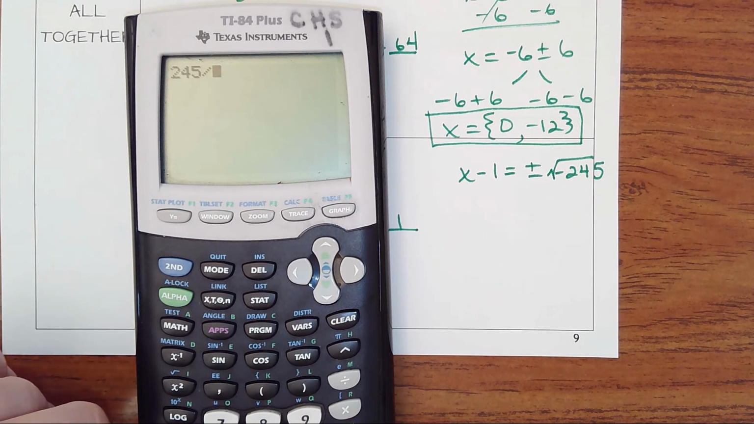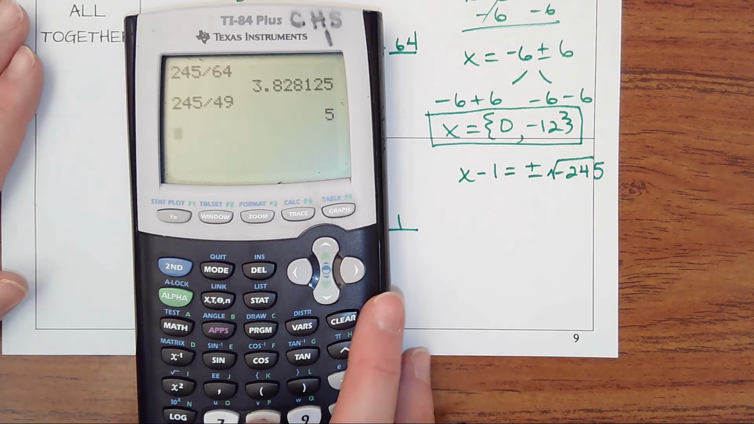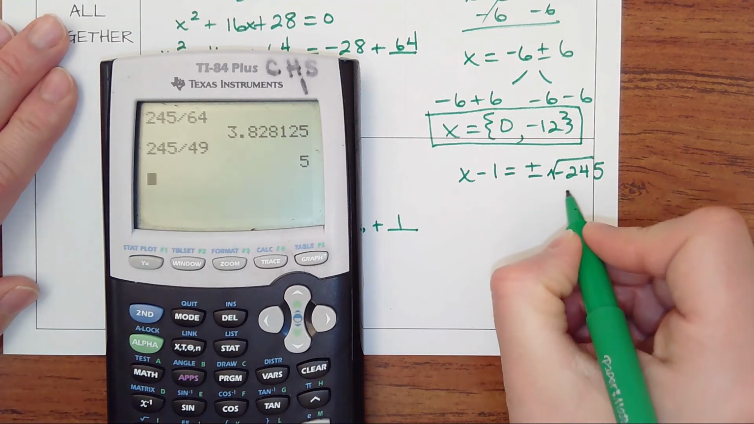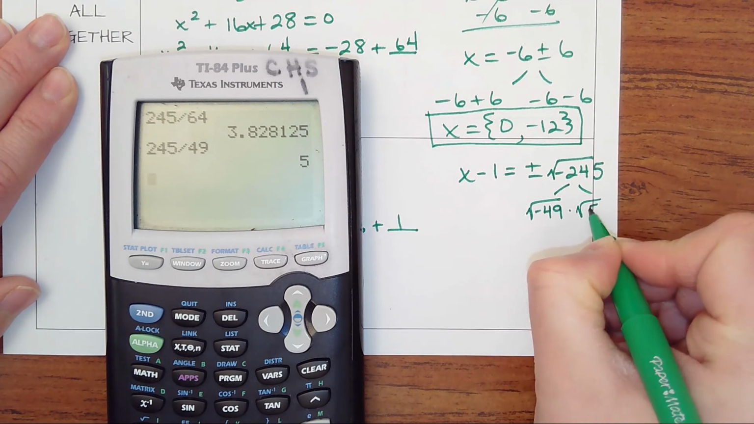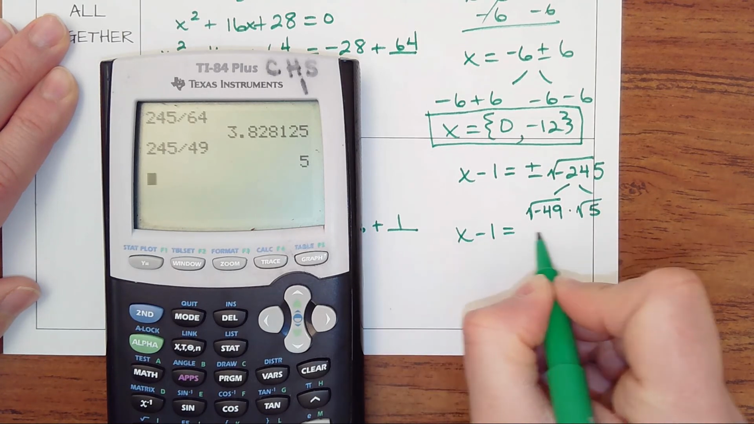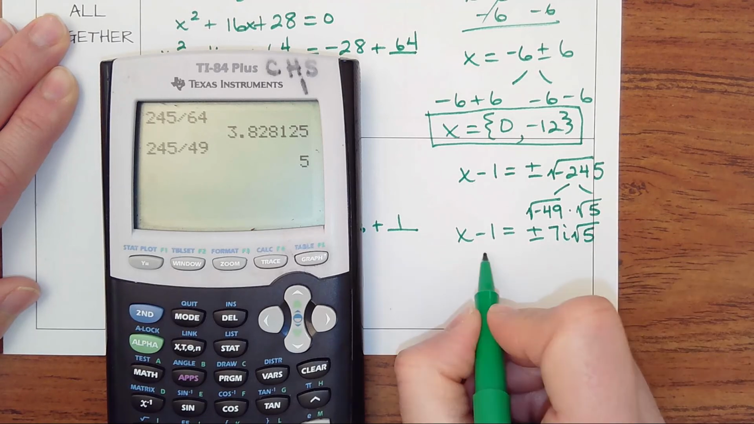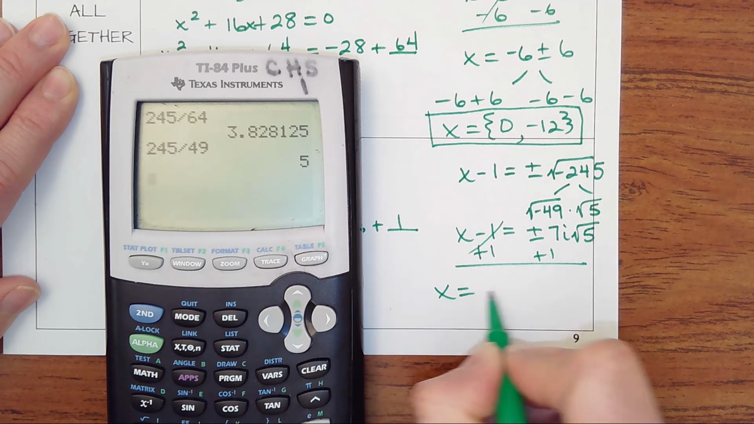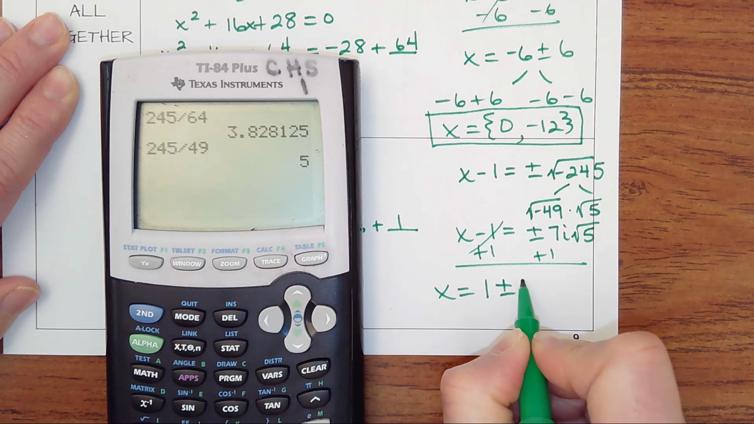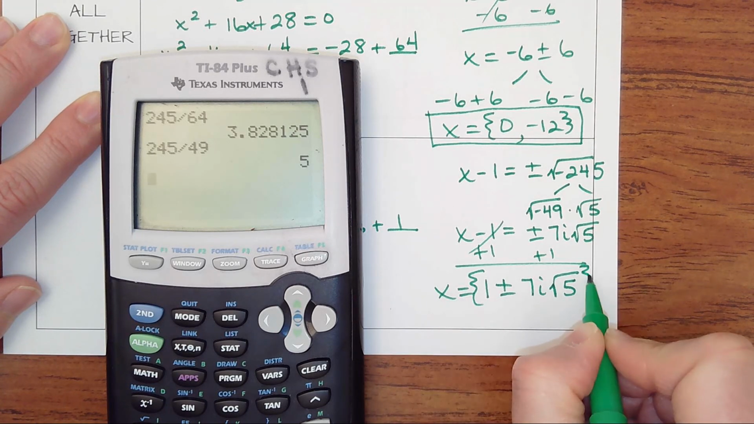81. I'm sure it's not 64. 49. So picture you're breaking this into square root of negative 49 times the square root of 5. So this would be x minus 1 equals plus or minus 7i square roots of 5. Now you just have to add the 1 over. So x equals 1 plus or minus 7i square roots of 5. And those are your two answers.